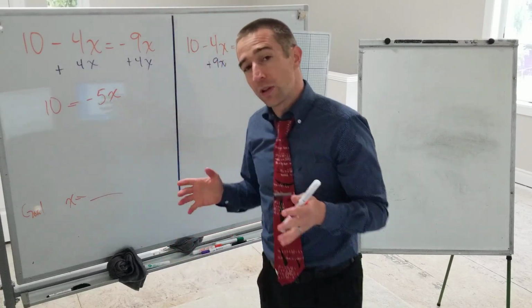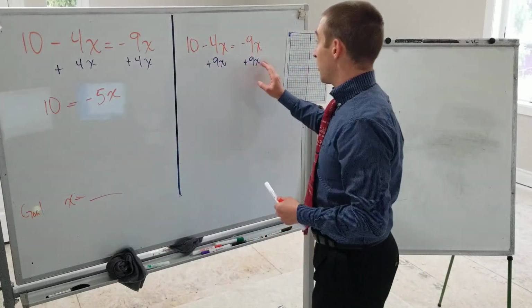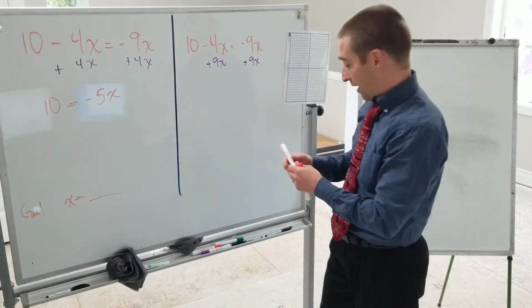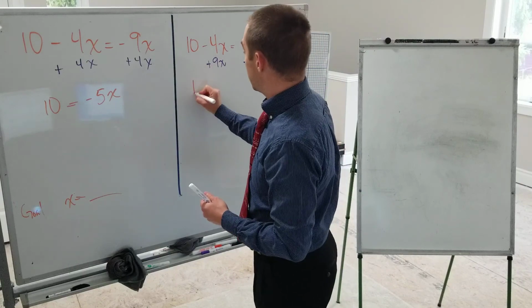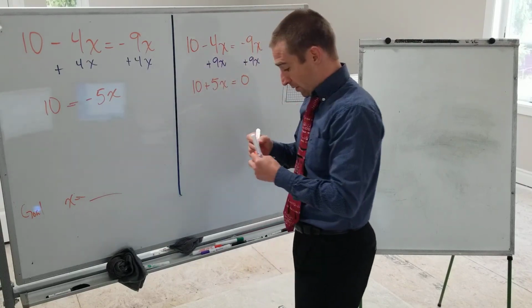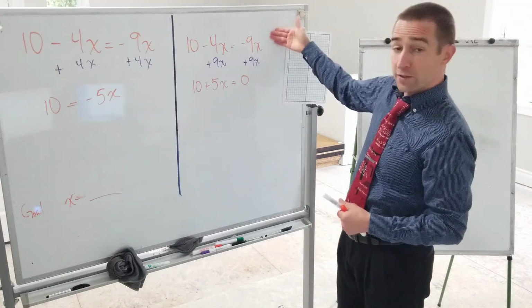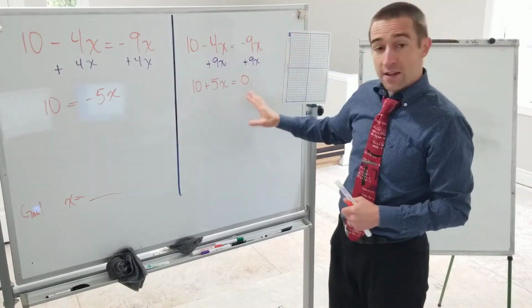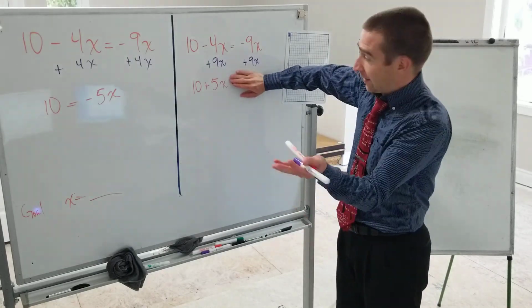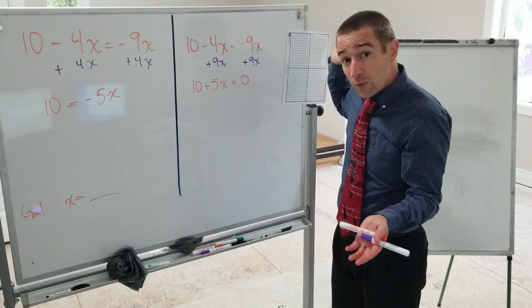If you really don't like negatives, you could go this route and get rid of the negative 9x by adding 9x to each side. And then here, you would get 10 plus 5x equals 0. And make sure here you get 0. It's negative 9x plus 9x. Sometimes Algebra 1 students have a tendency just to do this, and then it just kind of gets lost because that equal sign goes away.